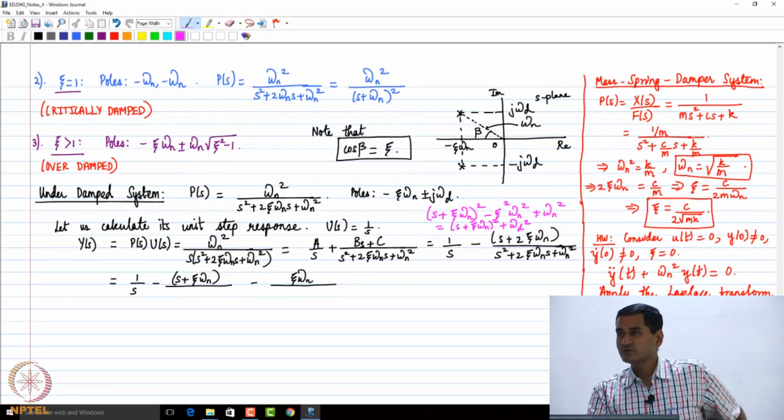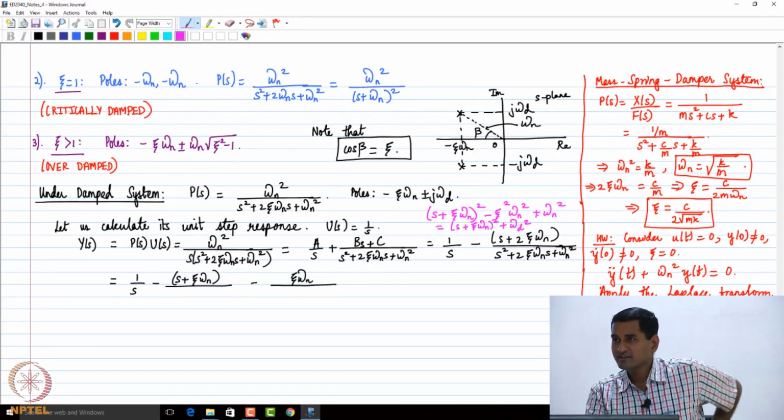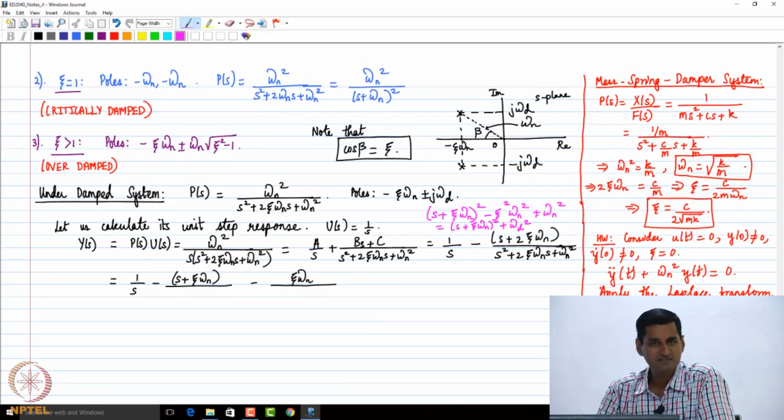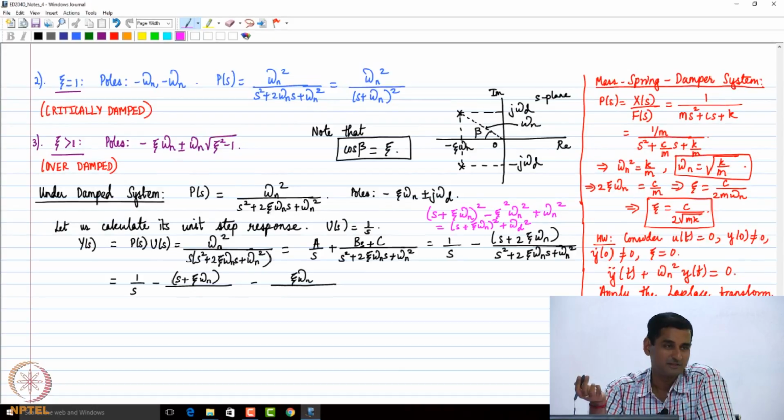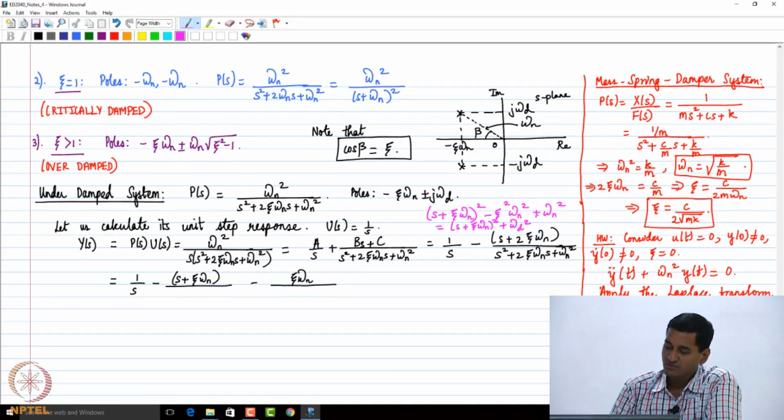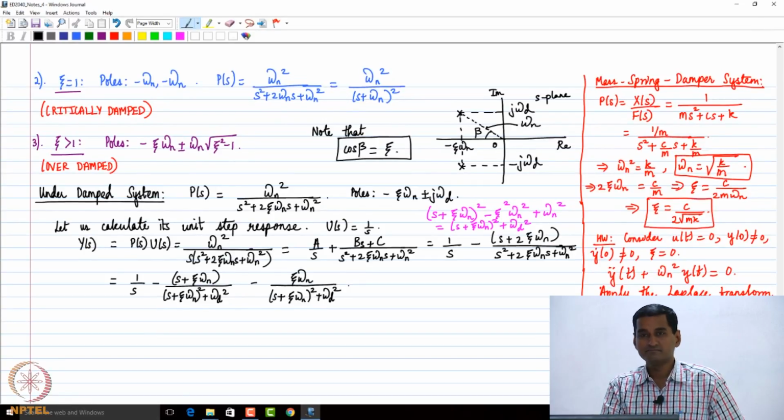I think we discussed all these points, right? How to do sum of squares. I am just doing it. Previously it was with numbers, now it is just with some symbols. That's all the difference. So what we have here in the denominator is s plus zeta omega n whole square plus omega d squared. Now we are all set, right?